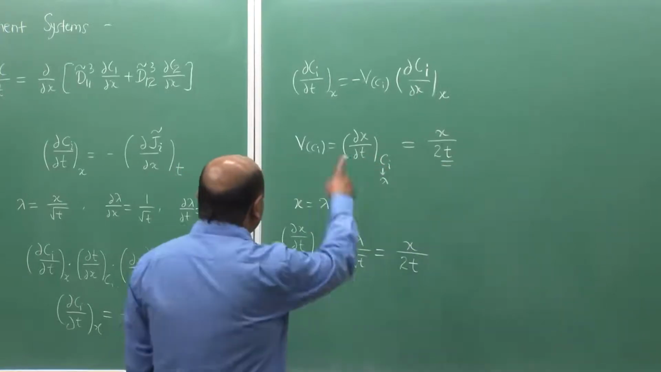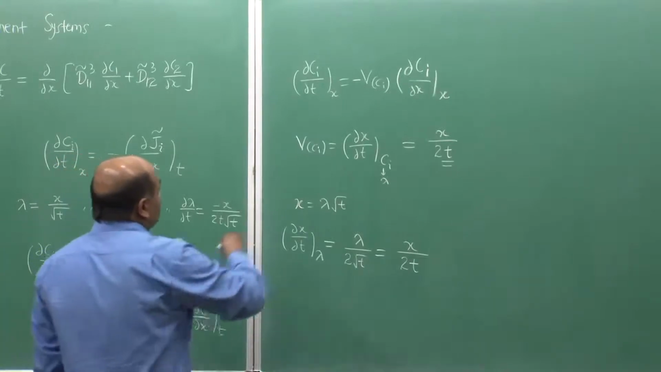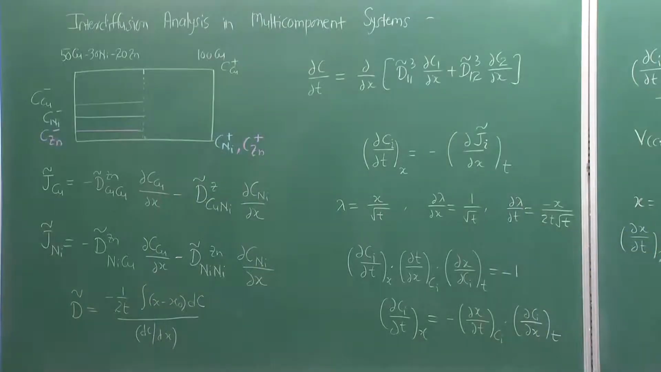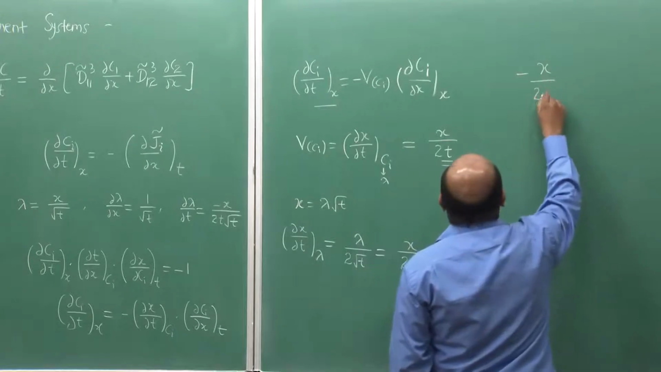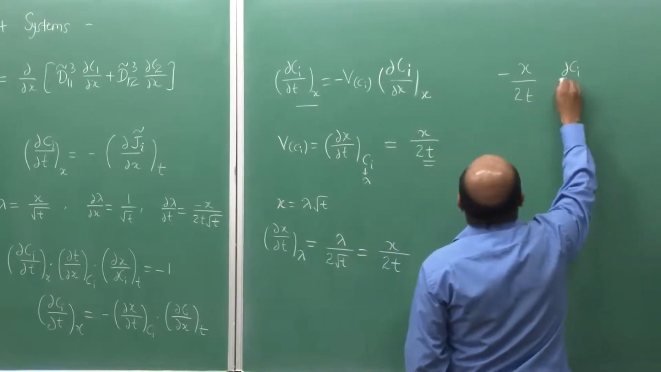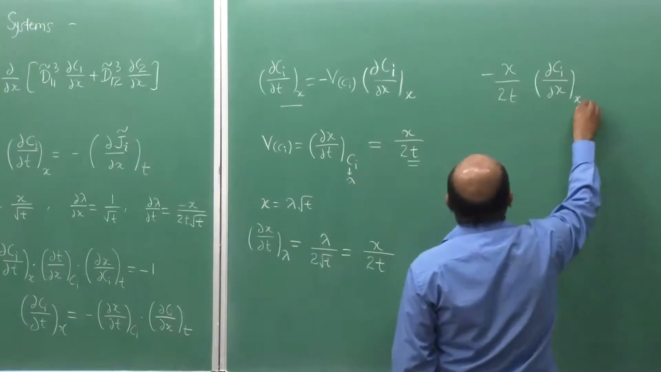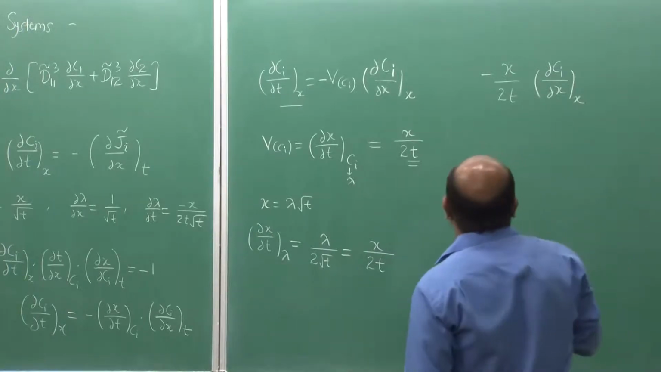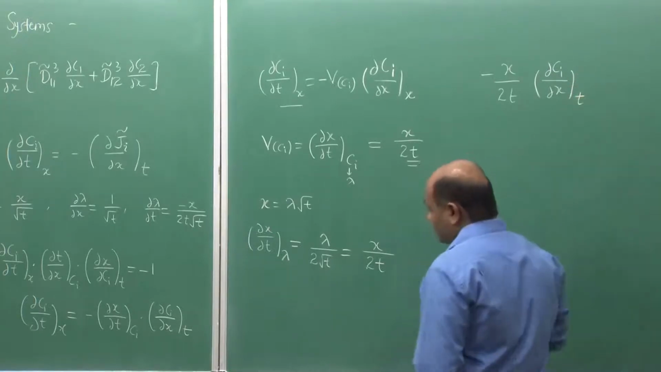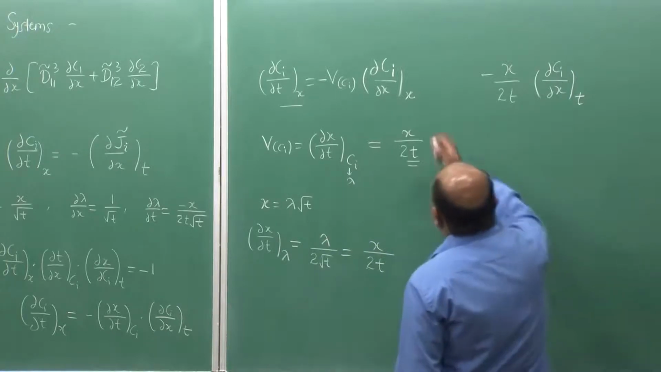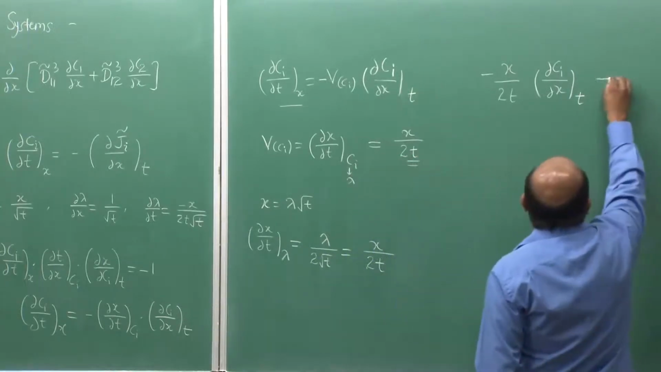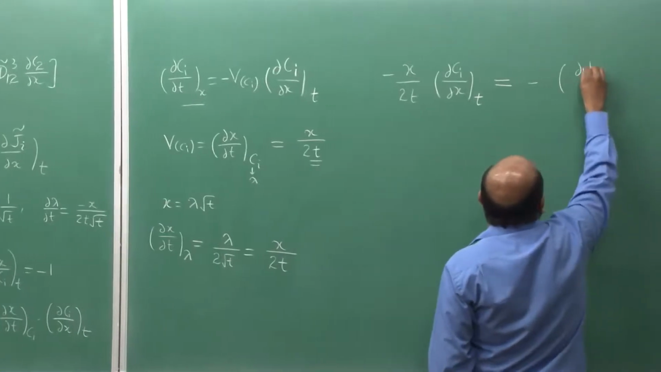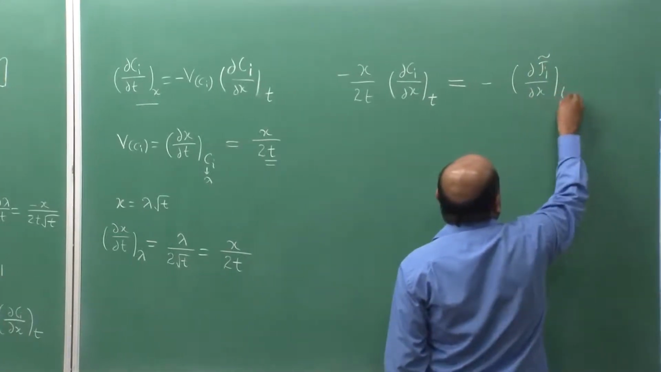If we substitute back into this equation here, and then go back to the continuity equation, we get minus x over 2t times ∂Ci/∂x at constant t, which should be equal to minus ∂J̃i/∂x at constant t.